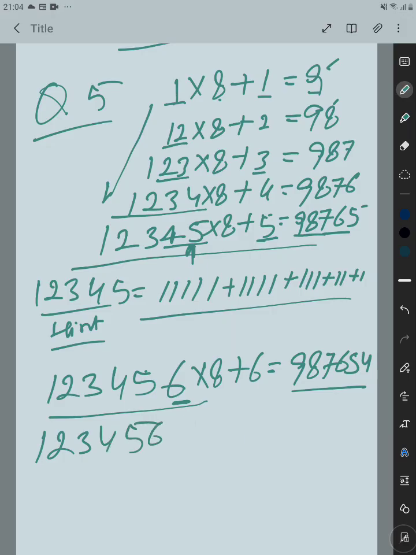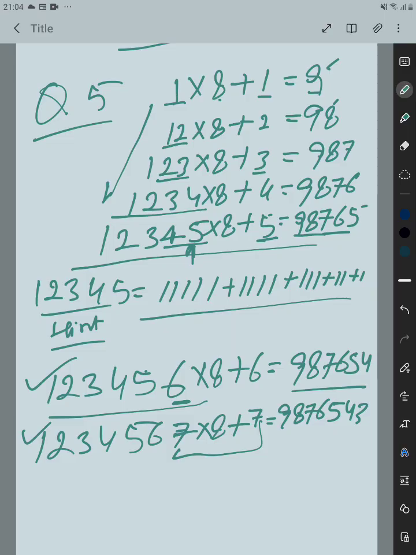Now one more digit added means 7. If you multiply by 8, and here it is 7, so here it will also be 7, and the result will come 9876543. Okay, so the next two patterns we have guessed. These are the two patterns that they are asking for.